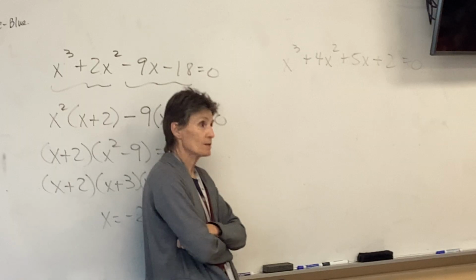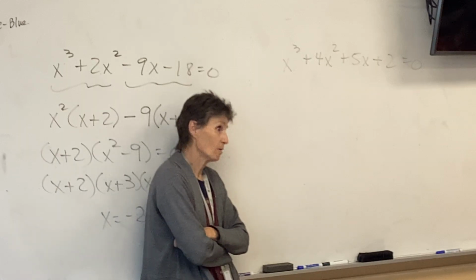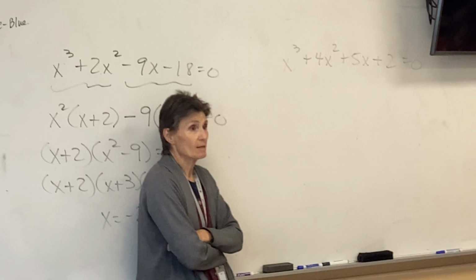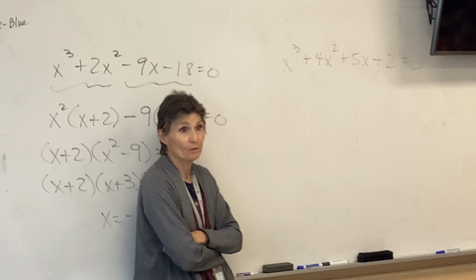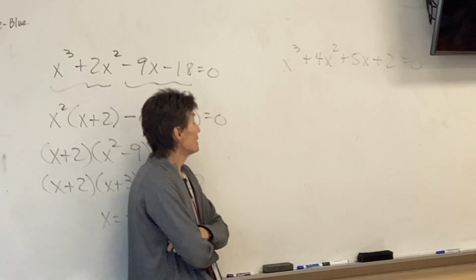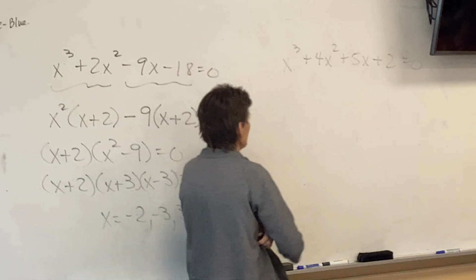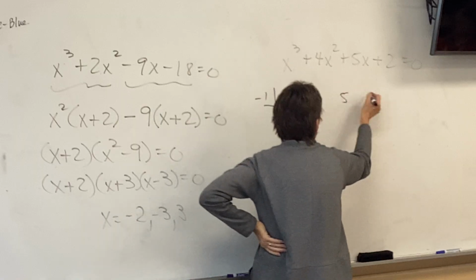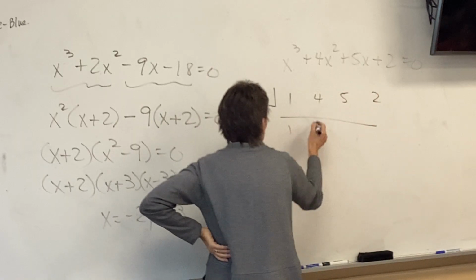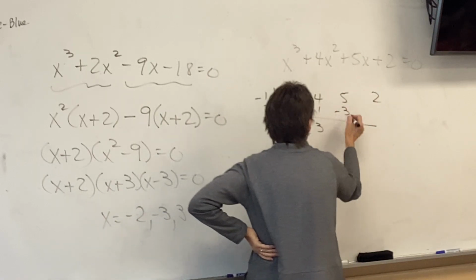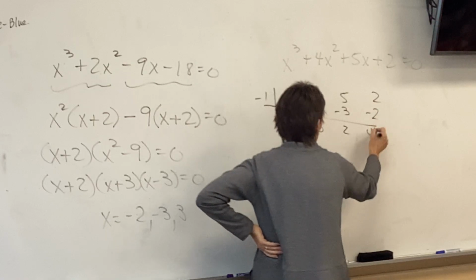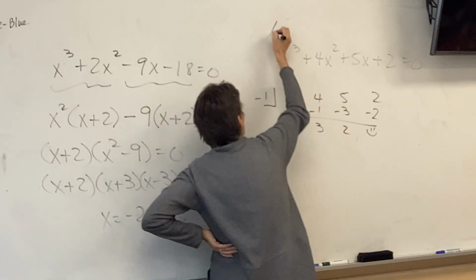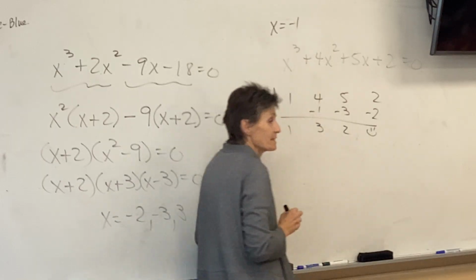The trick here, folks, is we're going to have to use the PRR and do some division. The good news is we only have plus or minus 1 and 2 as options. So what shall we try? Negative 1. Oh my gosh. Hooray! So I'm solving. One of my answers is negative 1.